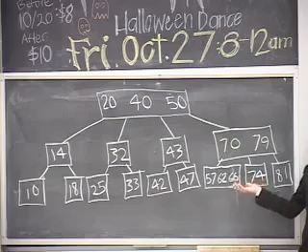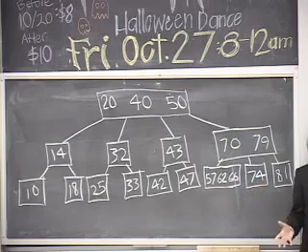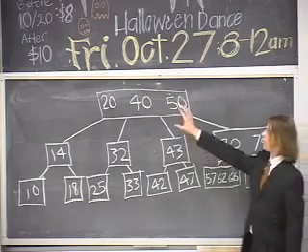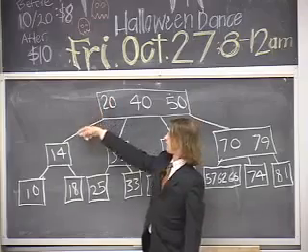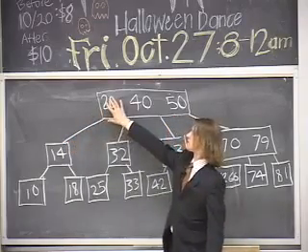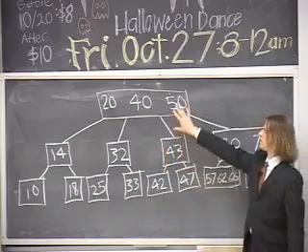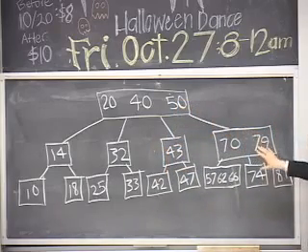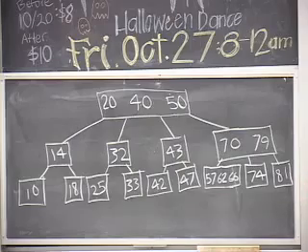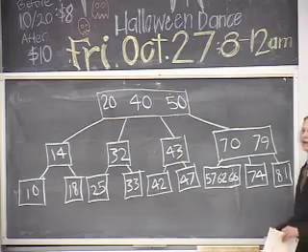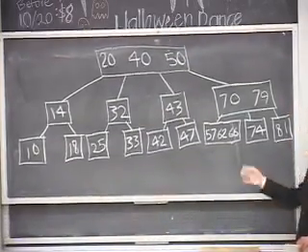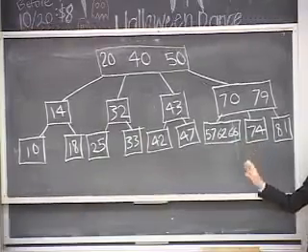And just like a binary search tree, you can imagine doing an in-order traversal of this, where what you would do is you would visit everything in the leftmost subtree, then visit the 20, then visit everything in this subtree, then visit the 40, then this subtree, and then the 50, and then everything in this subtree. And if you do that, you print out all of these numbers in sorted order. So just like with a binary search tree, an in-order traversal gives you the numbers in sorted order.